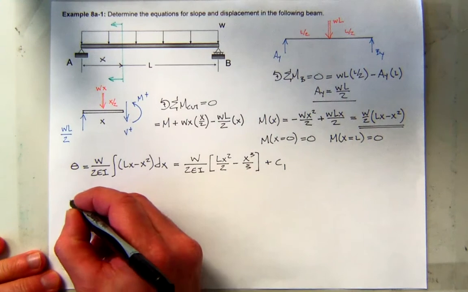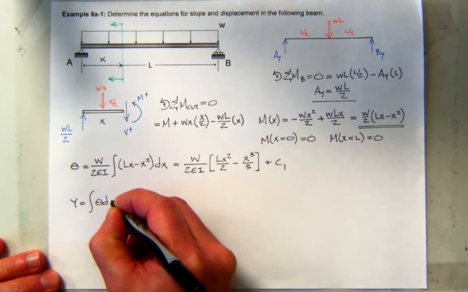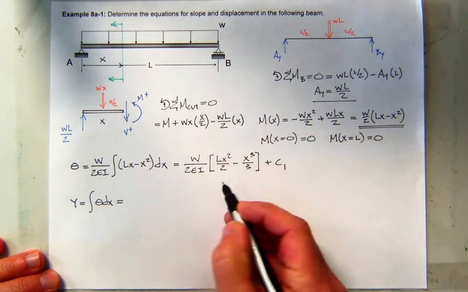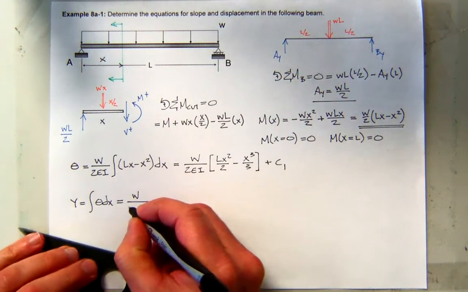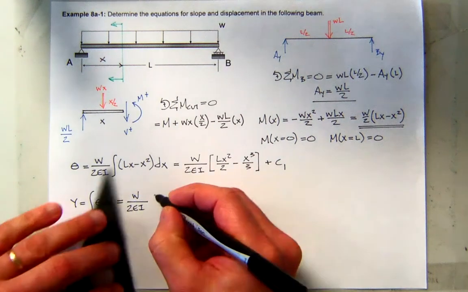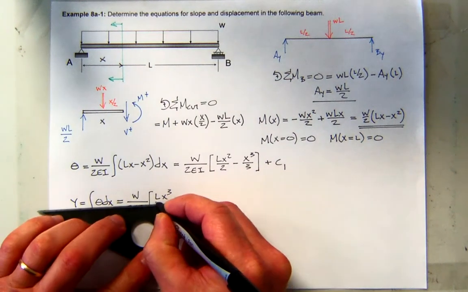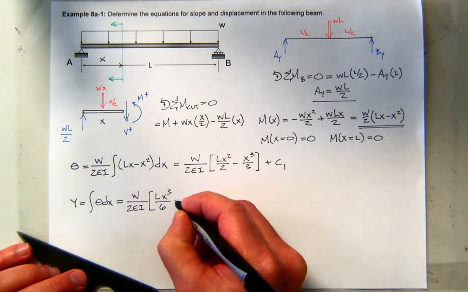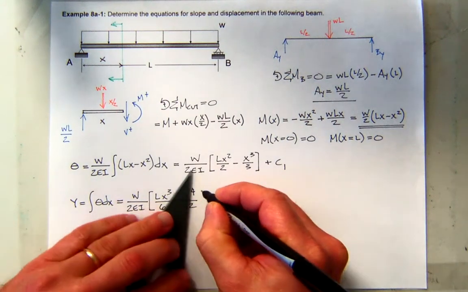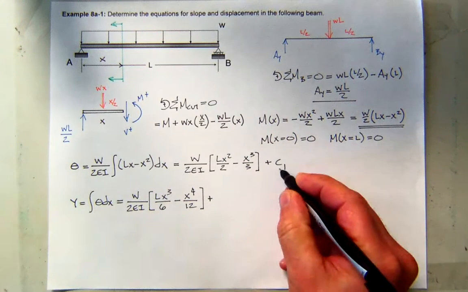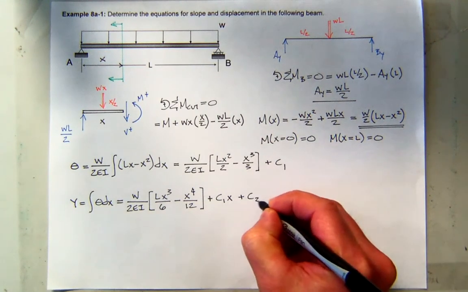So I integrate it again. I know that y is going to be the integral of the slope, and there's my y expression, so I'm going to integrate that. I'm going to get W over 2EI, that hasn't changed, and integrate this. So I get WL cubed over 6 minus x to the 4th over 12. I'll integrate C1, that'll be C1x, and then I'll get a second integration constant, C2.